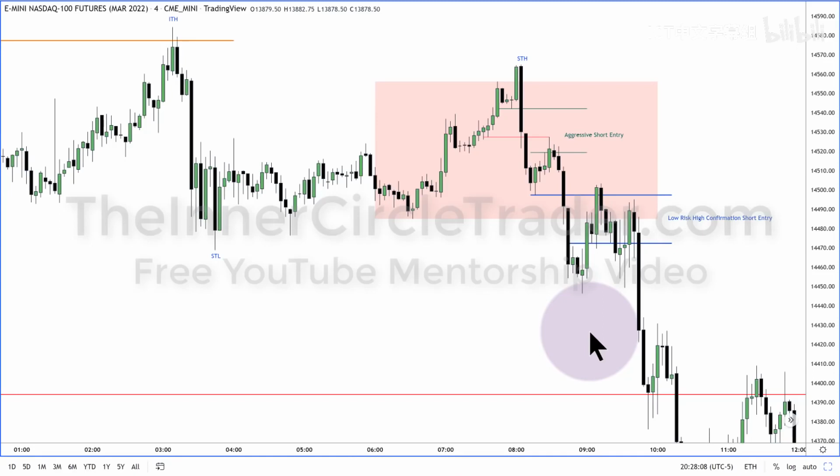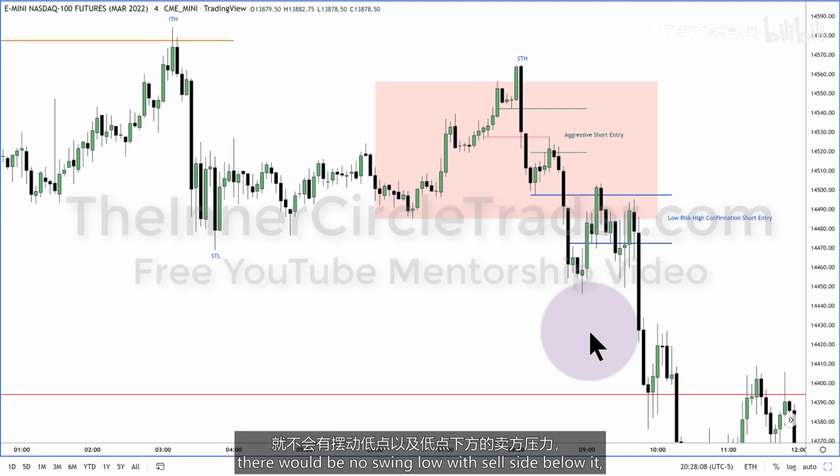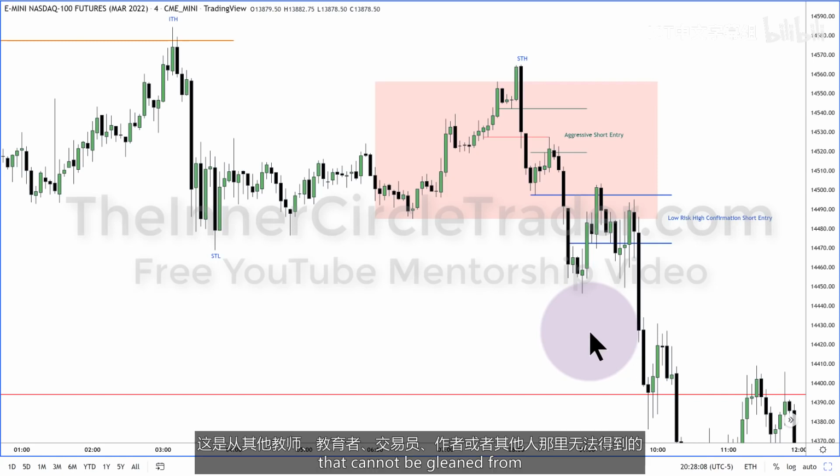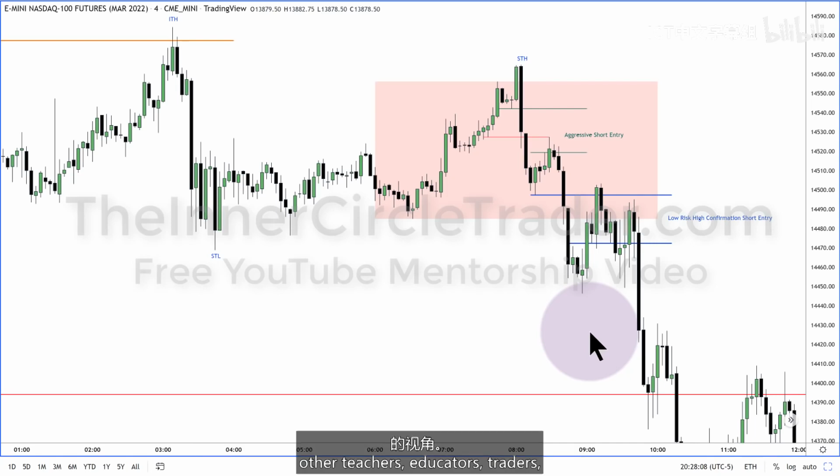If there is no swing low, there would be no swing low with sell side below it, so there's nothing to concern yourself with. Just look for down closed candles to support price higher. So in other words, in price swings that are bullish, down closed candles are your support. In price swings that are bearish, up closed candles are your resistance. Now, if you blend these ideas together, you get a perspective on price that cannot be gleaned from other teachers, educators, traders, authors, gurus, or whatever.